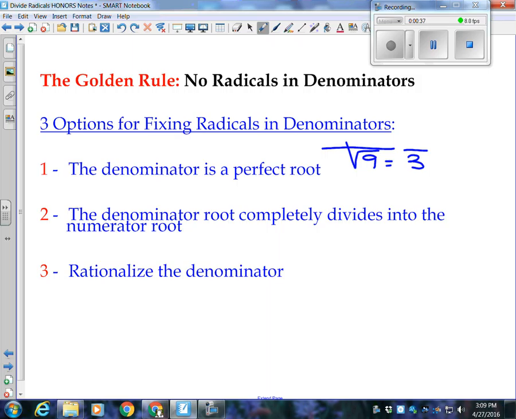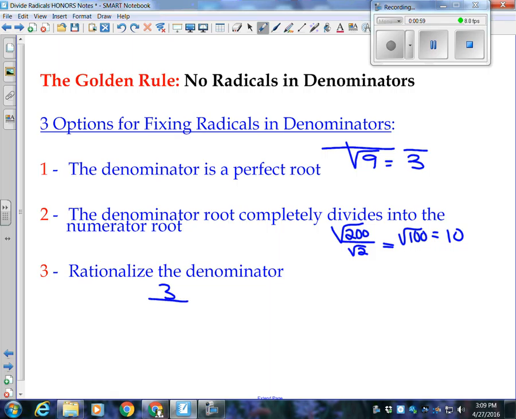The denominator completely divides into the numerator. So if I had the square root of 200 on top and the square root of 2 on the bottom, I could actually divide a square root by another square root, and that would give me square root of 100, which works out to be 10, and I would not end up with a square root in the denominator. But what happens when you run across problems where you cannot get rid of it?